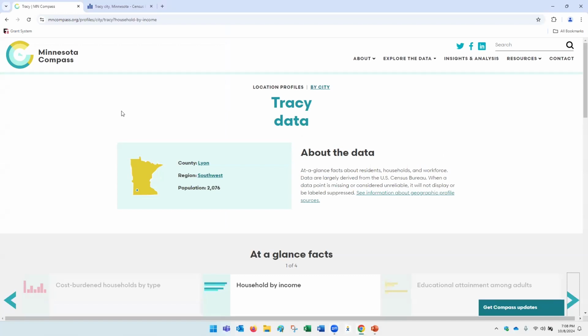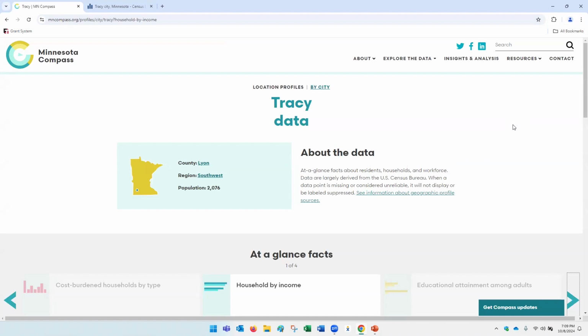So this is Minnesota Compass, and most of the data from here does come from the US Census, but it's presented a lot more simply. One thing to be aware of, it does not include towns that have a population under 1,000. So that's something to be aware of there.